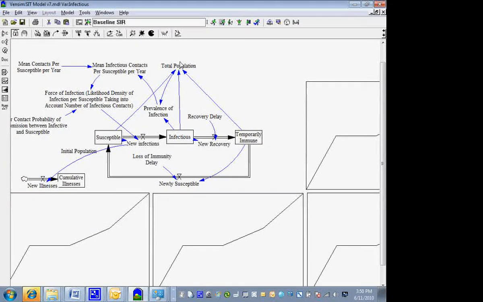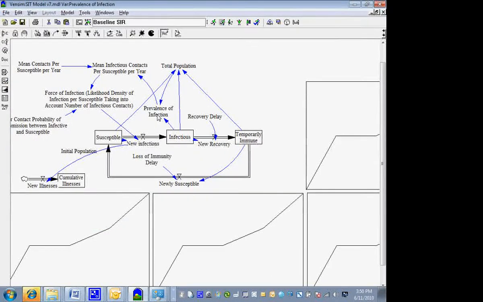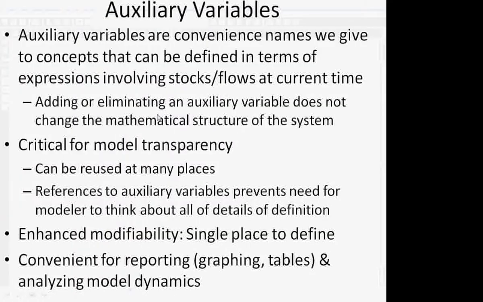And we can end up reusing it because of that, like in prevalence of infection. We could have just as easily, though it wouldn't have been as clear, replaced total population with that formula: that stock plus that stock plus that stock. It would have been the same mathematically. So these are convenience names we give for computations of quantities, and they can be reused in many places.